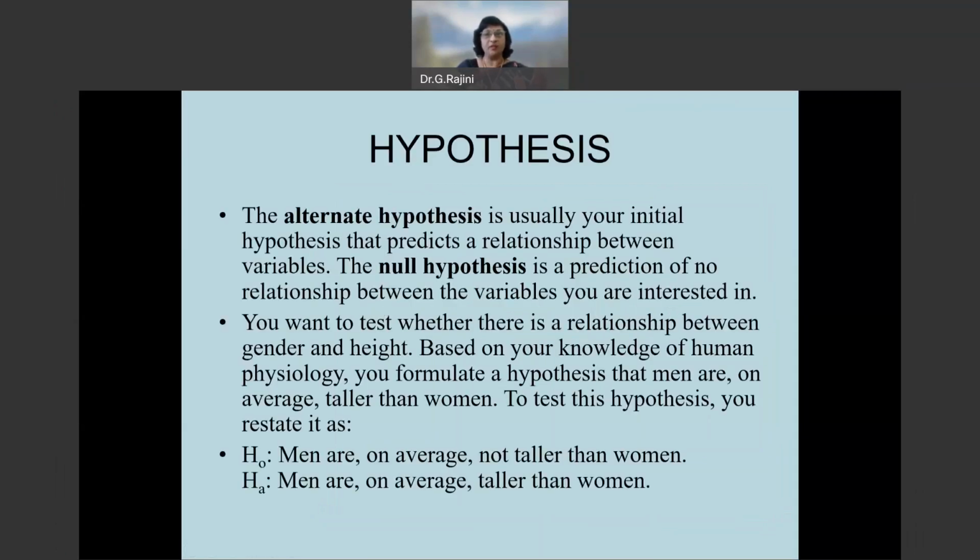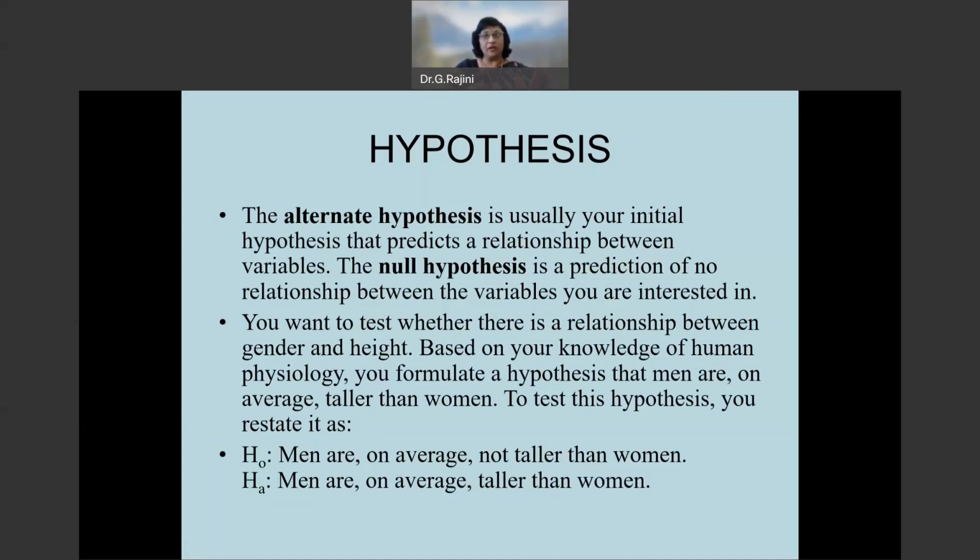So in the previous session, we were talking to you about the framing of hypothesis. I was explaining how you frame the null hypothesis and the alternate hypothesis. In this session, I will be going through how you test a hypothesis, and I'll be showing you the test applied and how you interpret it with the data you get.